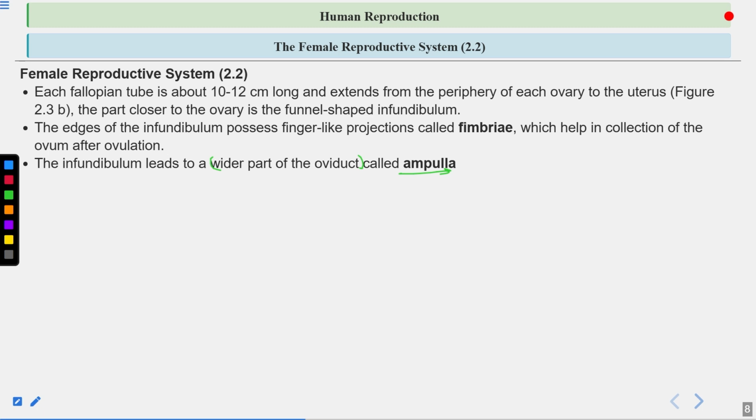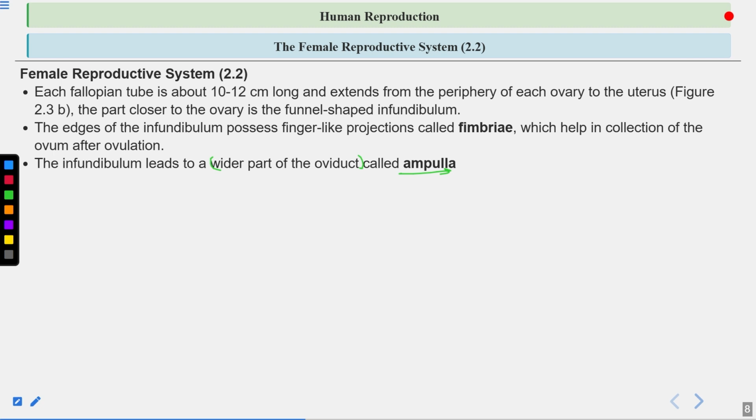Clear? So females can track their menstrual cycle and they can avoid pregnancy by tracking their menstrual cycle. So they can track when ovulation will occur, and they can have coitus, sexual intercourse, before the ovulation. Clear?